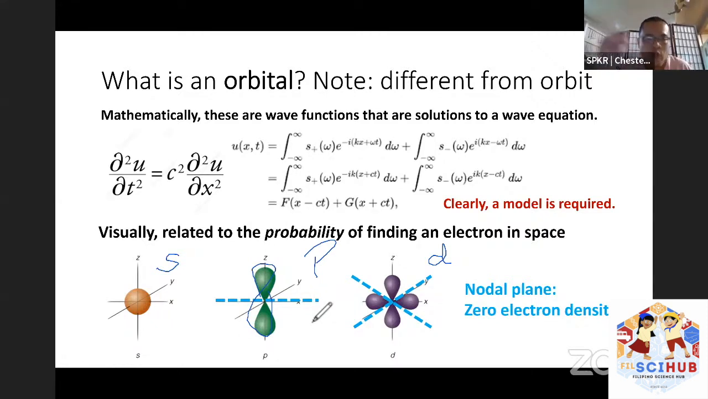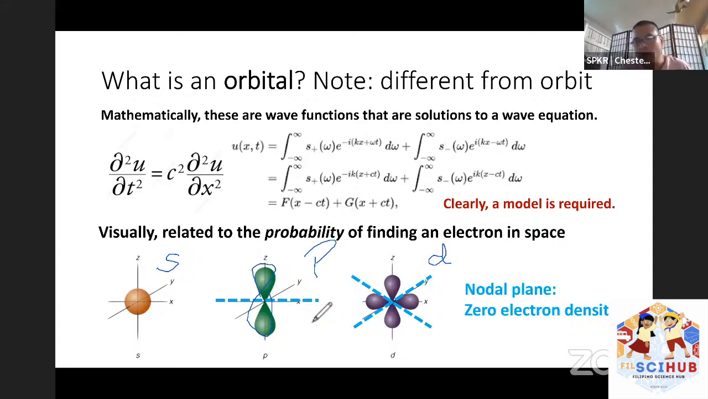By the way, yung shaded region, yung sa S, yung brown, is where you could actually find the electron. Yung P naman, yung shaded region, yung green, dun ka makakita ng electron. Tapos yung D, yung purple. Every time na wala kang nahahanap na electron, you could assign that as a node or a nodal plane. So yung P, yung gitna, wala kang makikitang electron. So meron kang isang nodal plane for P, wala kang nodal plane sa S.